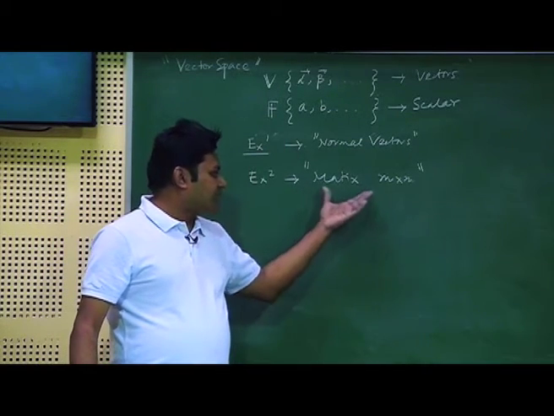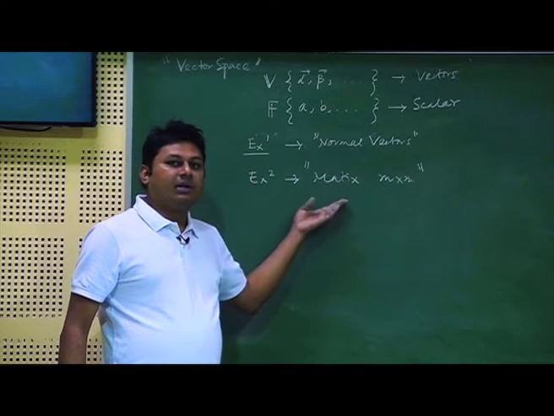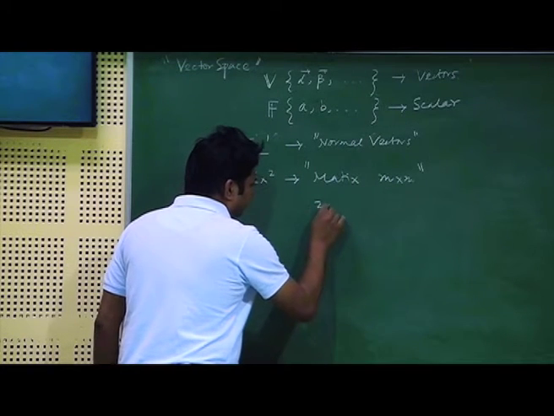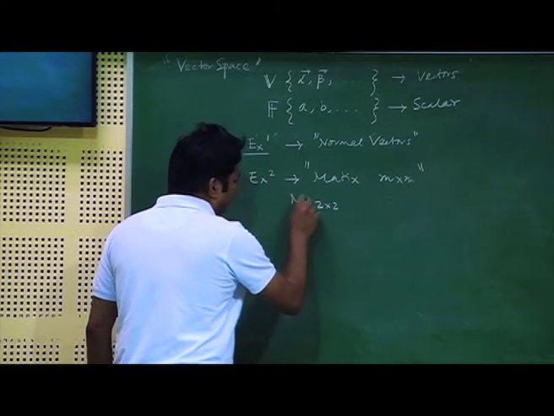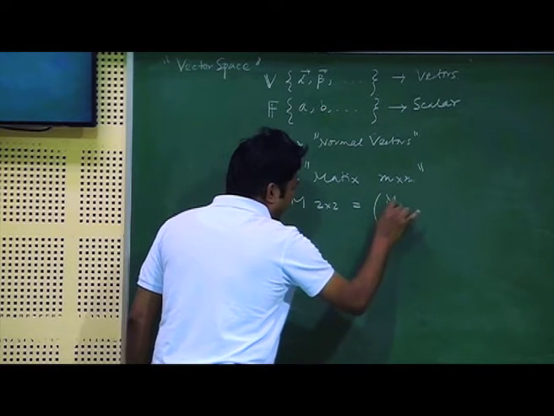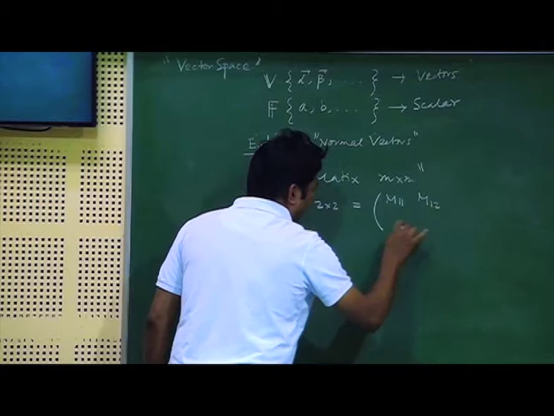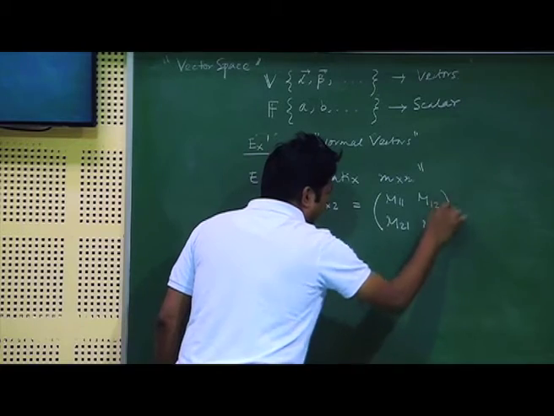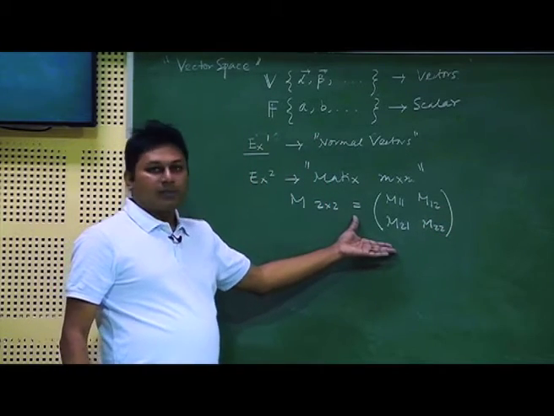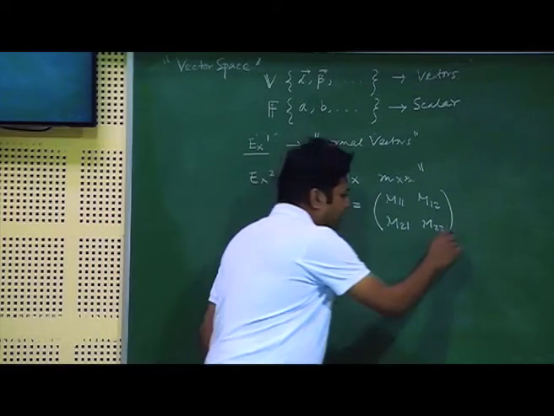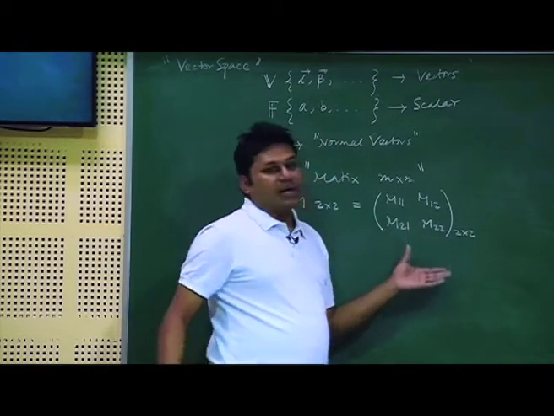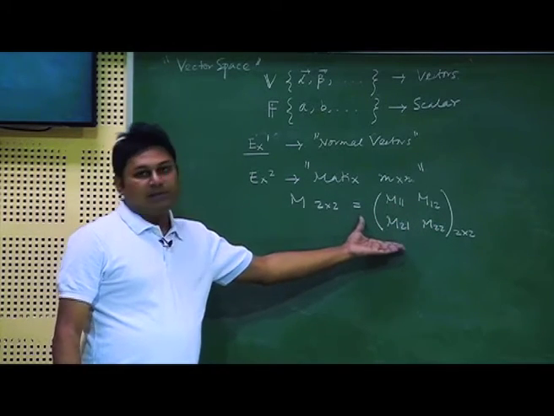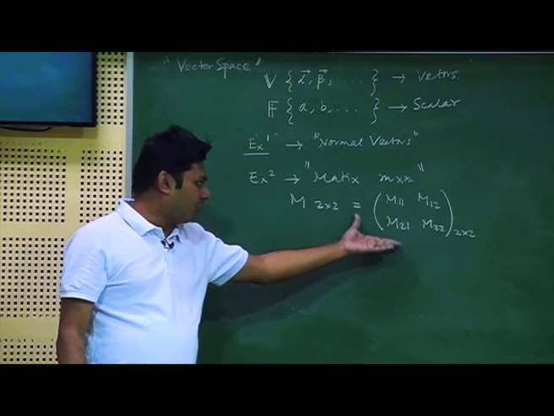For example, matrices of n by n, the set of all matrices with real coefficients. For example, if I write a 2 by 2 matrix, say M is a 2 by 2 matrix whose elements are represented by M11, M12, M21, M22, like this. This is a 2 by 2 structure, and based on the values of M I can form an infinite number of matrices, and all these are elements of a vector space. They are forming a vector space.